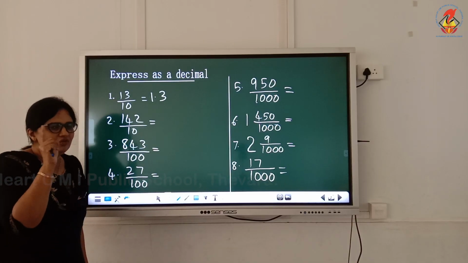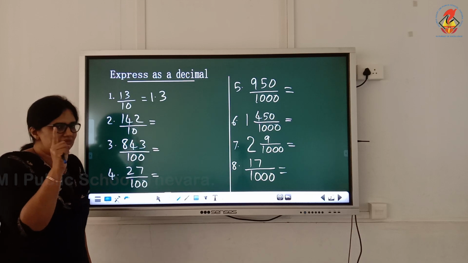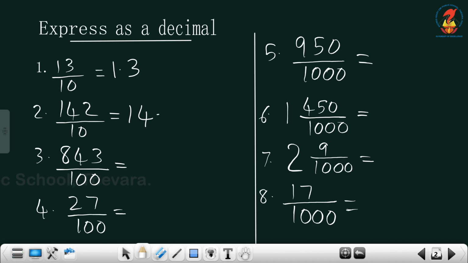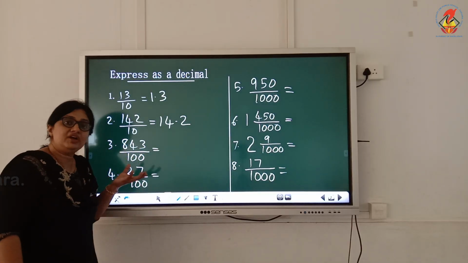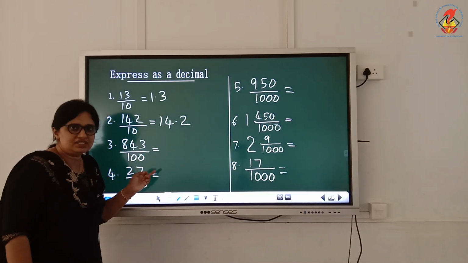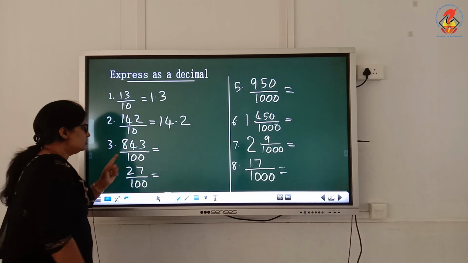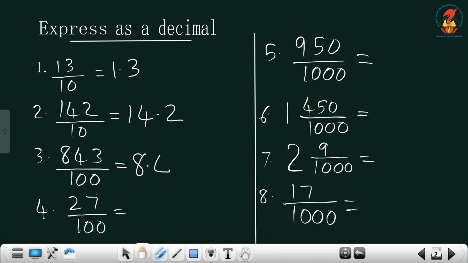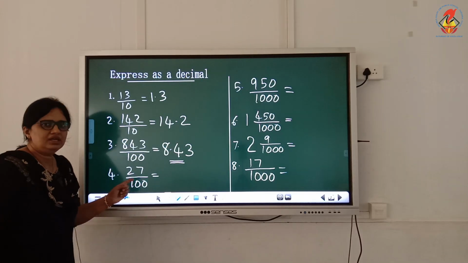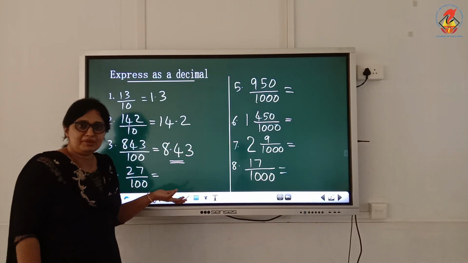And the next one is 142 divided by 10. For 10, I need one decimal place only. So, I need to write 14.2. And here 843 divided by 100. How many zeros are there? 2 zeros are there. So, I need to write it as 8.43, 2 decimal places.